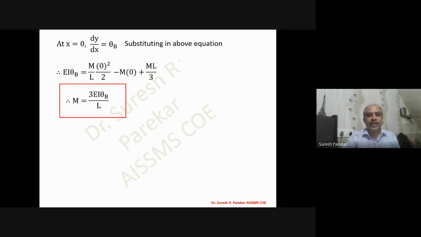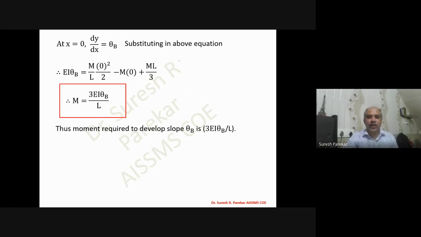And that gives me M equal to 3EI theta B by L. So now this will again be the stiffness. But this stiffness we have when my farther end is simply supported or it is overhang. So keep in mind, 4EI theta B upon L is for when the farther end is fixed or continuous, and M equal to 3EI theta B upon L is when the farther end is simple support or overhang. For both we have to go for this one.